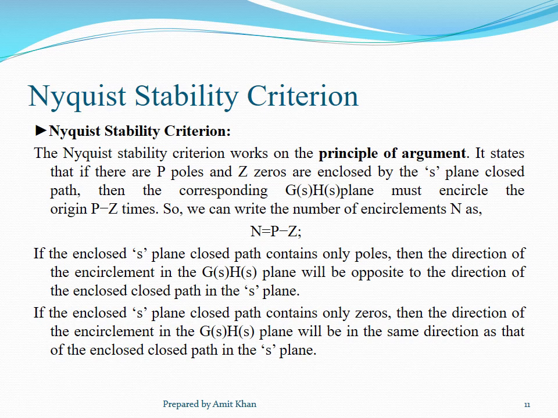Next is Nyquist stability criteria. The Nyquist stability criteria works on the principle of argument. It states that if there are P poles and Z zeros enclosed by the S-plane closed path, then the corresponding G(s)H(s) plane must encircle the origin P minus Z times. So we can write the number of encirclements N as N equals P minus Z.